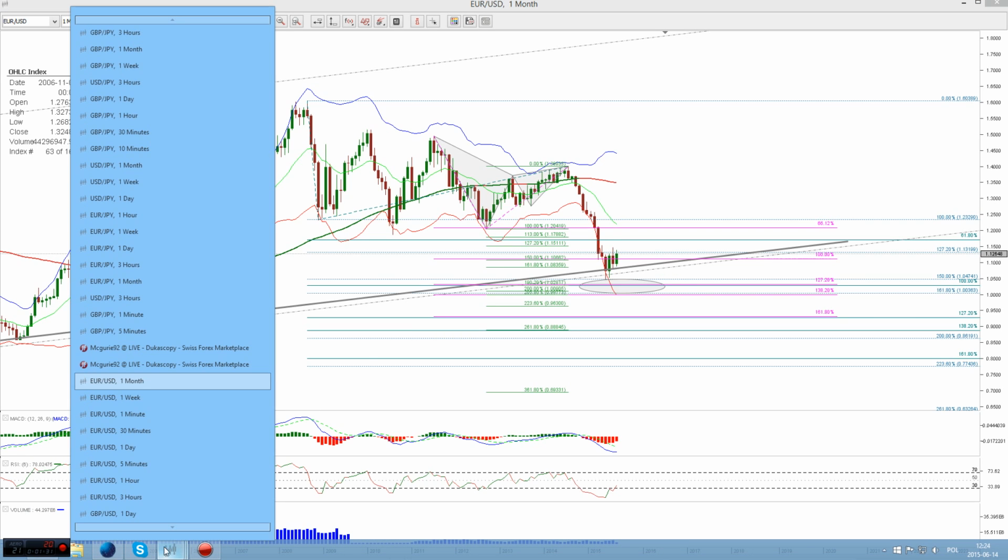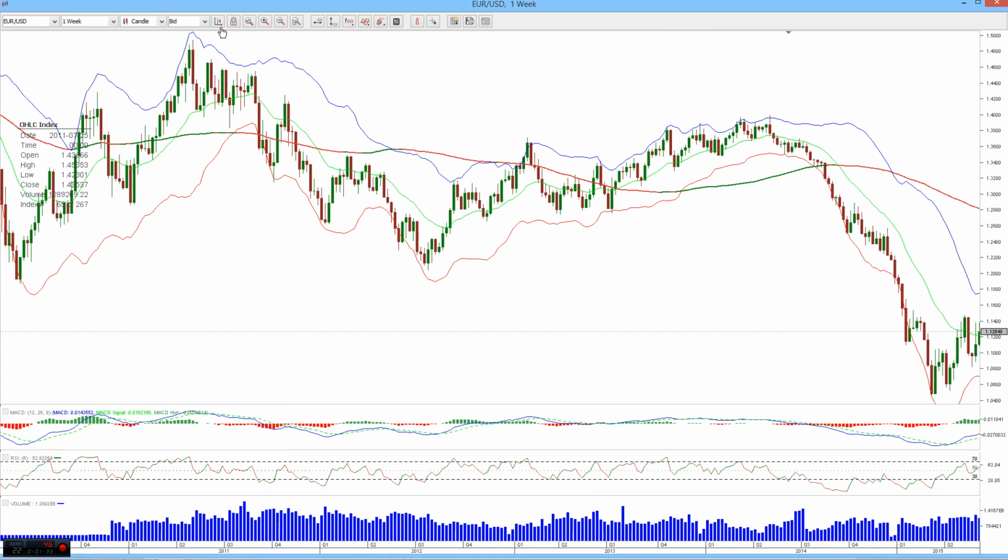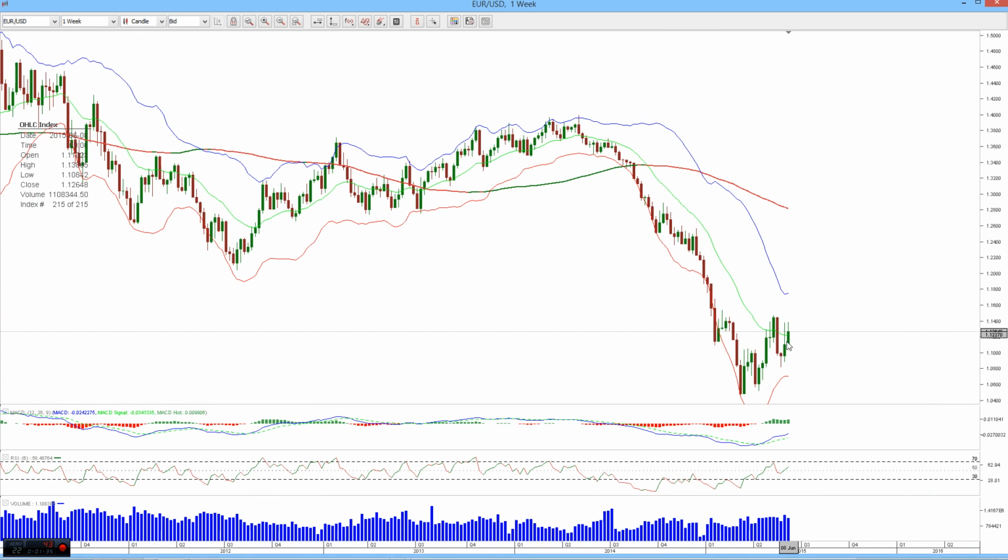So let's have a look at the weekly chart, and on the weekly chart you can see we have a green candle. We had a green candle last week, so we can expect some long trade setups in the coming week.